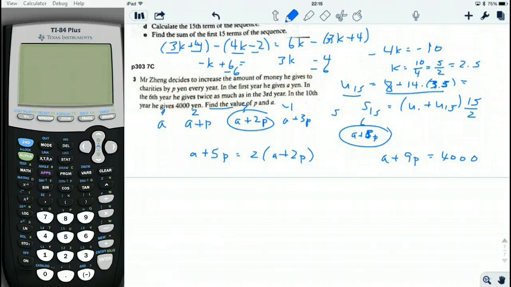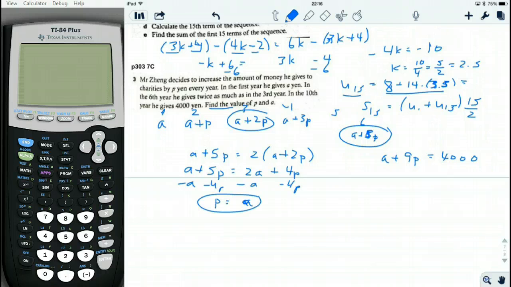Find the value of P and A. So A plus 5P is equal to 2A plus 4P. We're just going to make a relationship between A and P. Subtract A from both sides, subtract 4P from both sides, and we end up with P equals A. So P is equal to A. And then we also know that A plus 9P is 4,000. Since A is equal to P, A plus 9A is equal to 4,000, which means 10A is equal to 4,000, which means A is equal to 400.